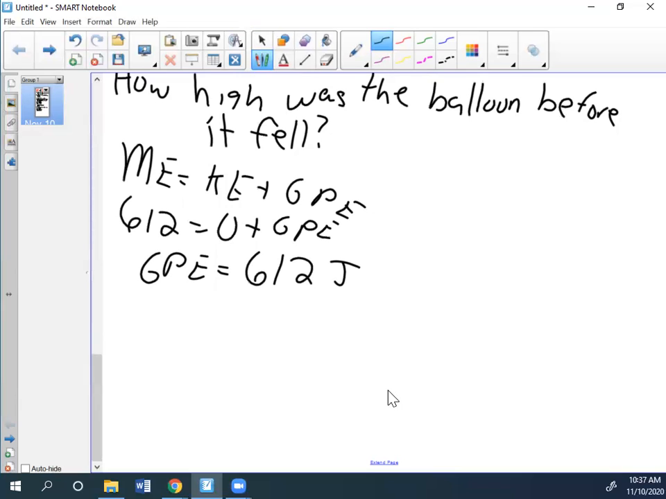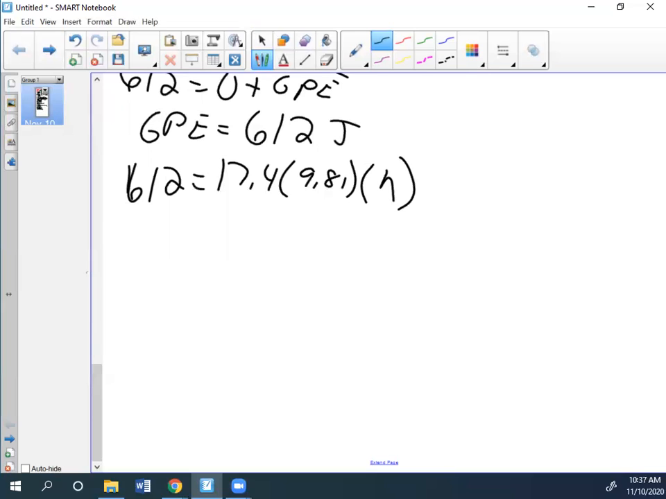Okay. So now can I easily find the height? So 612 equals 17.4 times 9.81 times the height. It'll be a lot bigger, like 5. Last one was what, 2? I got 3.59.